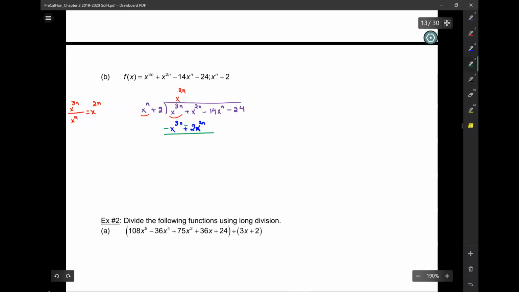Flip the signs. I have negative x to the 2n. Okay. Bring down the negative 14x to the n. Now, divide this by x to the n. I get negative x to the what? n.